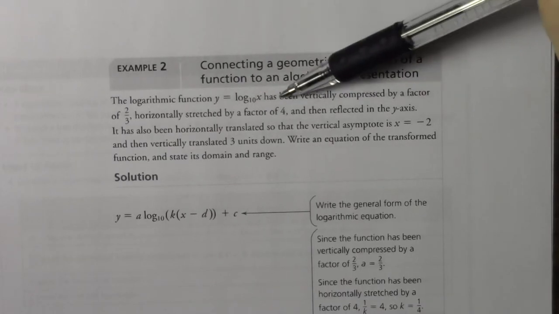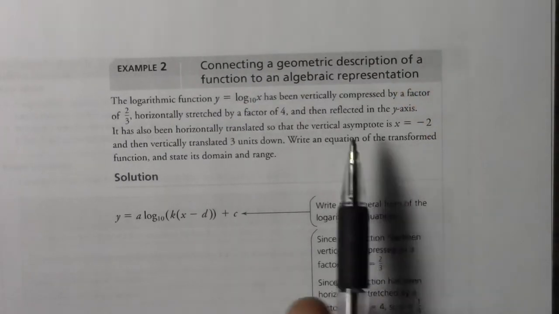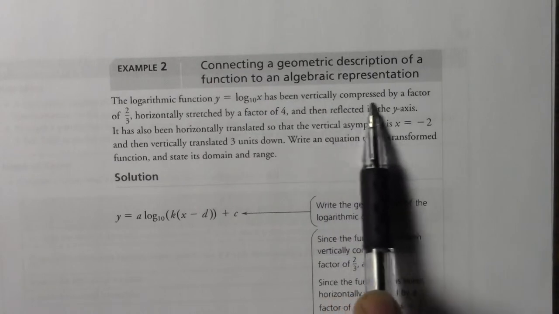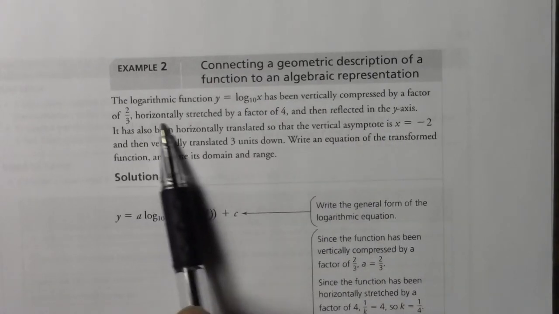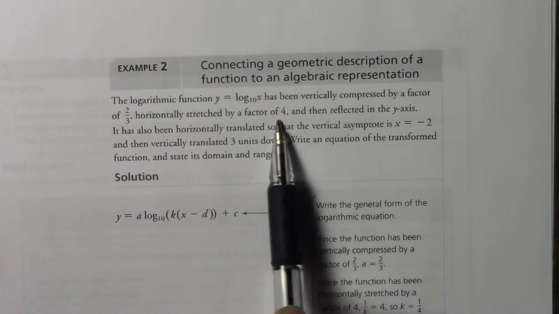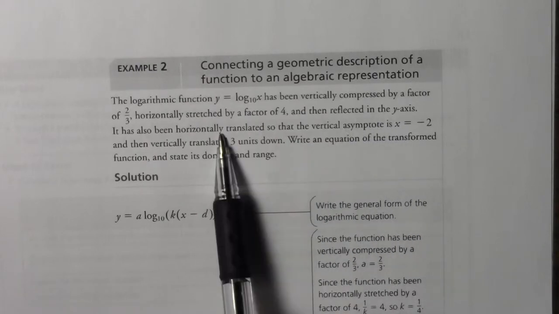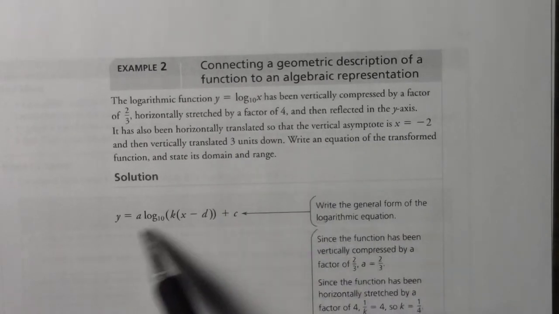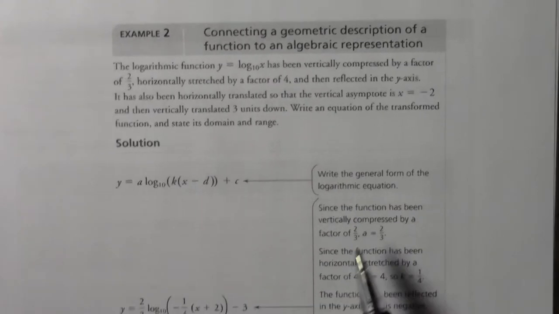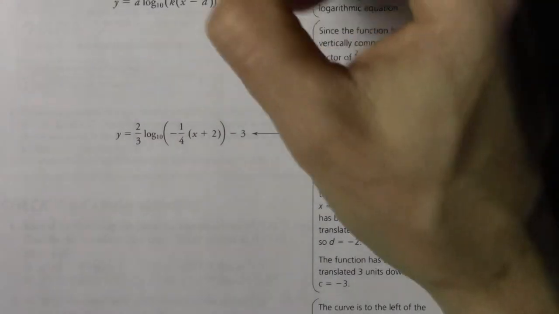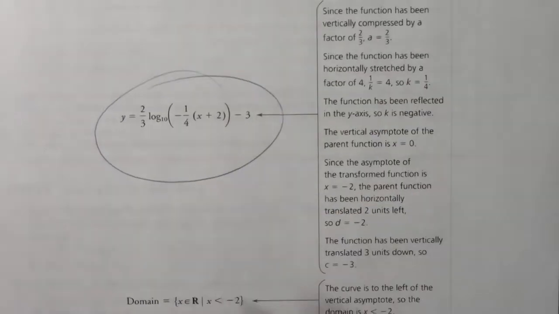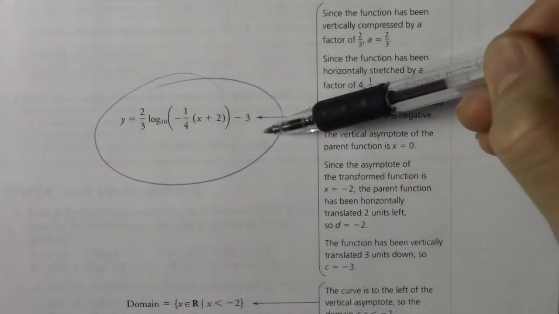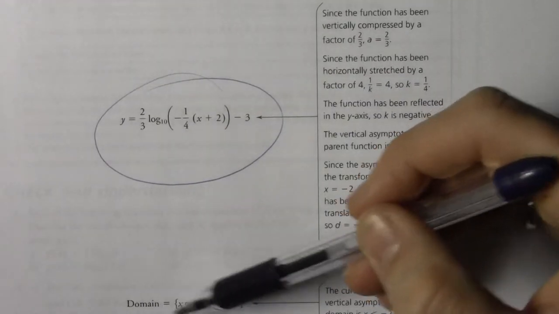Last example, we have a logarithmic function. It gives us all of the changes. So vertical compressed by a factor of 2/3, horizontal stretched by a factor of 4, reflected in the y-axis, horizontally translated, and vertically translated. And then it asks you to create an equation. This is even easier, right? We just take all those values and we plug them in, and we get our new equation. Okay, and then our domain and range.